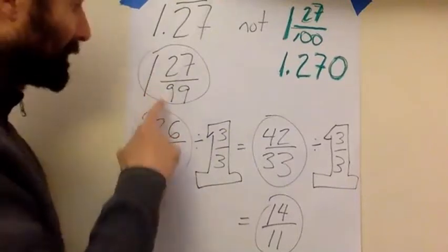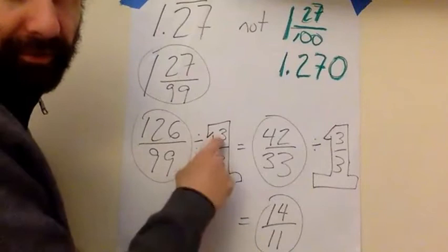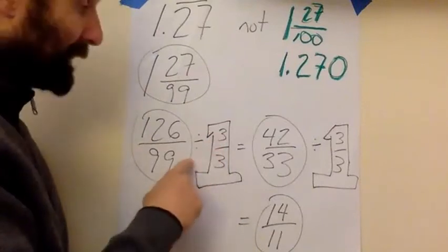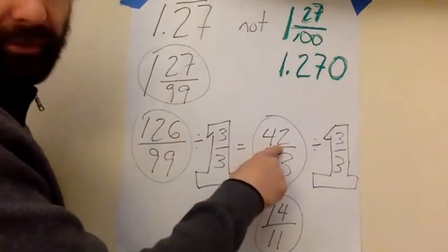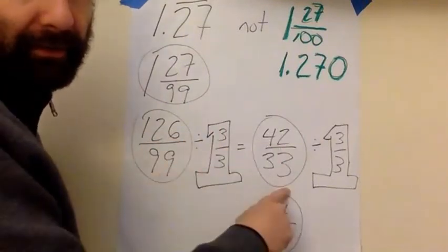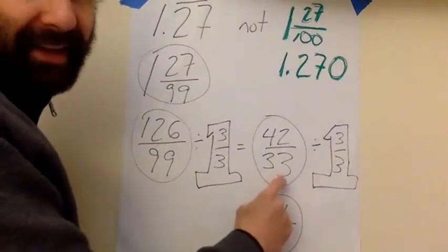But then I realized 3 goes into both of these. So I basically divide by 1. 3 divided by 3 is 1. And if I divide by 1, I don't change the value. So 126 divided by 3 is 42. 99 divided by 3 is 33. And there is an answer choice, 42 over 33. So that is one of the choices.